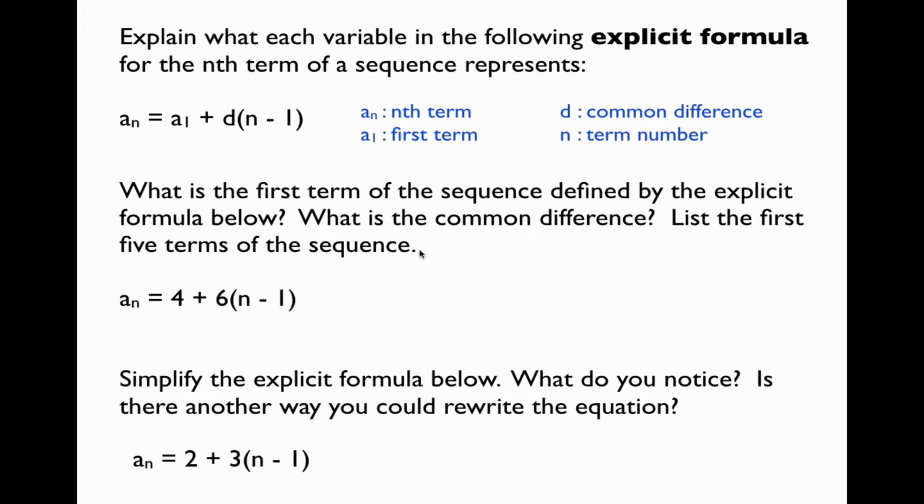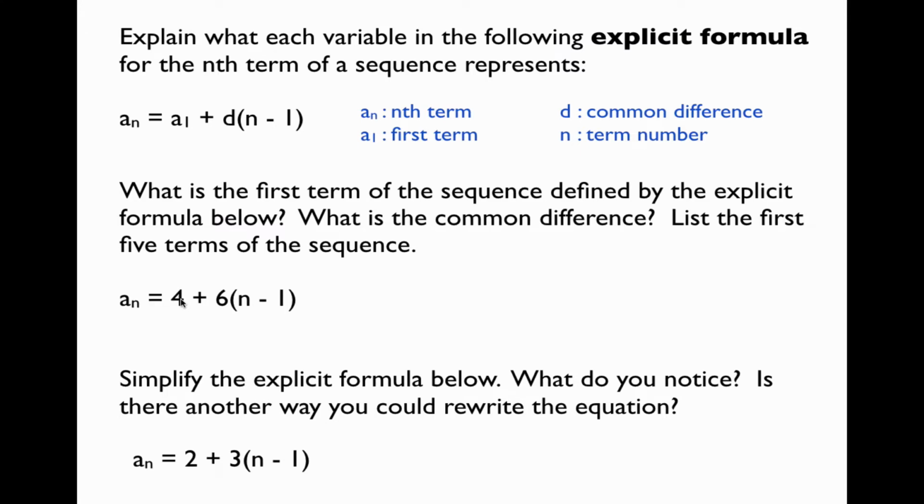Let's see how you did. So what is the first term of the sequence? Well, we know that the first term of the sequence is defined by this variable right here, a sub 1. All right, and looking at the form of this explicit formula, I see that 4 right here is our a sub 1. So 4 is the initial value, or the first term of the sequence.